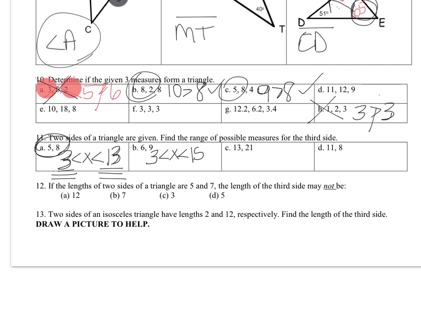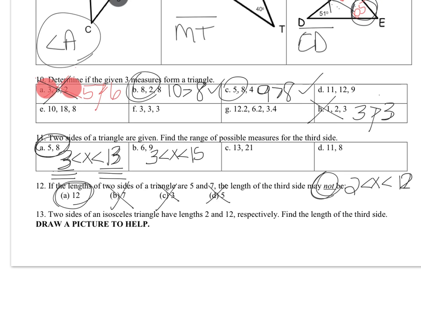So I've got to set up my range first. So I'm going to subtract and get 2. I'm going to add and get 12. So I'm looking for which ones are not. So 12, that won't work, so circle it. 7 will work, so can't circle that one. 3 will work, can't circle that one. 5 will work, can't circle that one.